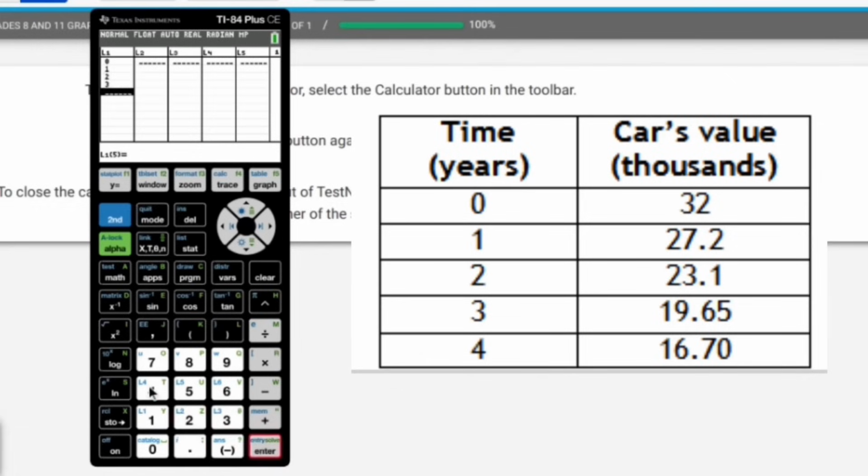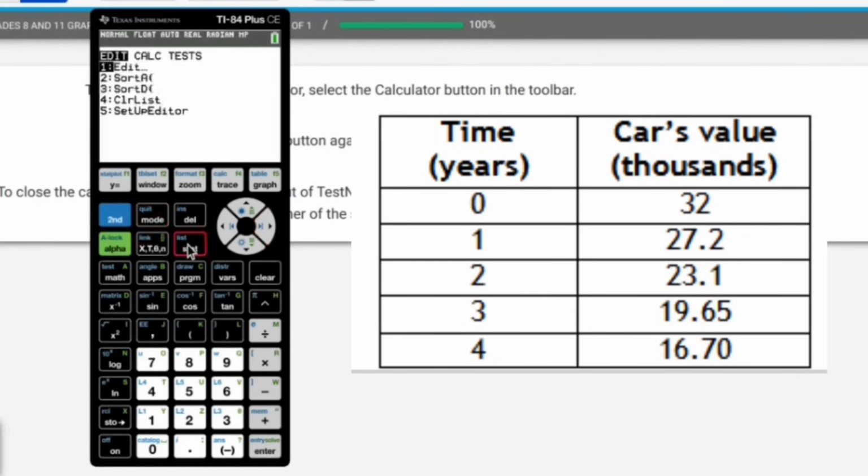Now for the value, so that I don't overconfuse myself, I'm going to use the actual numbers. So I'm not going to type out 32, I'm going to type out 32,000. I think that'll be easier, get that out of the way now and not have to overthink it. 27,200. 23.1 means 23,100, and I almost screwed that up. 23,100. And then we've got 19,650. And then we've got 16,700. All right, boom.